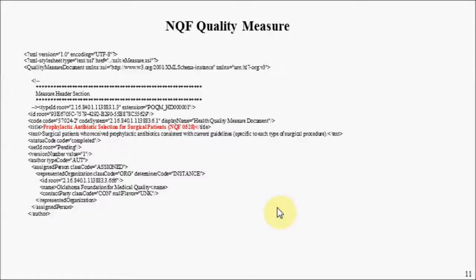Here's another categorization example. In this case, it deals with value sets, in particular NQF quality measures here. And so what you see here is basically an XML document that defines a quality measure specification.